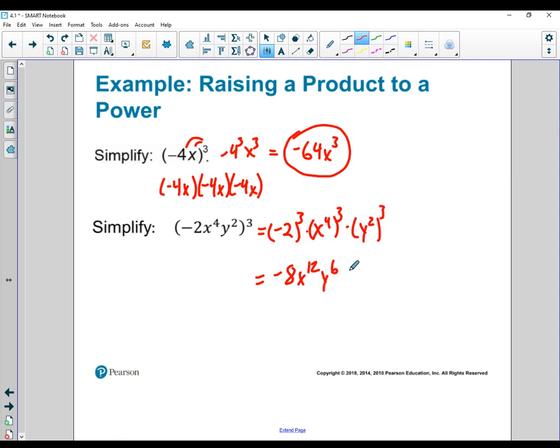We're multiplying. Powers to powers, you multiply. And instead of writing all this out, hopefully eventually we can get comfortable with it: negative 2 cubed is negative 8, x to the fourth cubed is 12, y squared cubed is to the 6th. And again, if it helps, you can imagine taking this whole thing and multiplying it by itself 3 times. You should get 4 x's, 4 x's, 4 x's, 12. 2 y's, 2 y's, 2 y's, 6. Negative 2 times negative 2 times negative 2, negative 8.